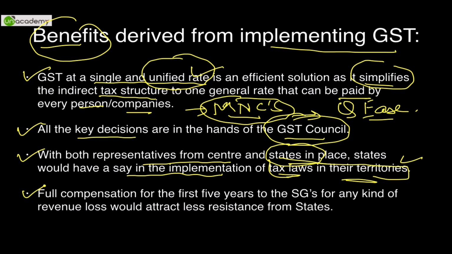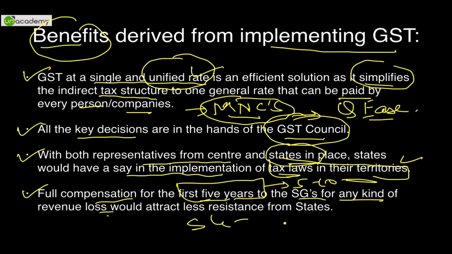And lastly, we can say that full compensation for the first 5 years, again something that has been proposed. Let's see whether this will be 5 years or 10 years in future. The state governments will be compensated for any kind of revenue loss. So if the state governments were charging VAT earlier, that was coming entirely to it, it would lose out on VAT. So whatever will be the difference of losing out on VAT, that will be compensated by the central government after allocating them a certain share in the GST.